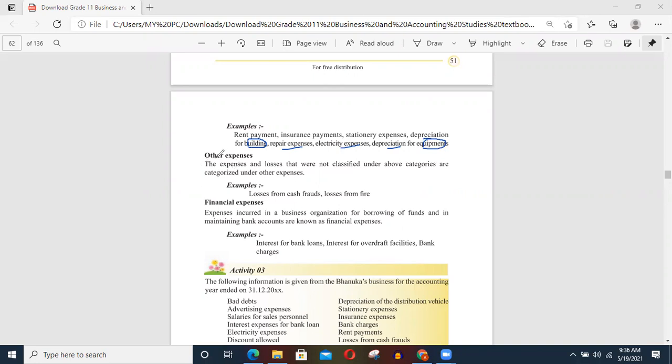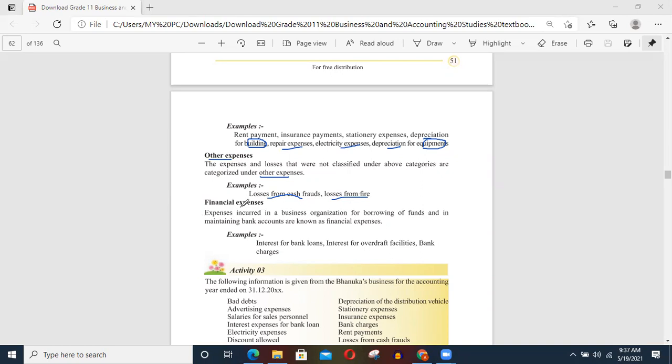And the next one is other expense. This is quite interesting. The expenses and losses that are not classified under the above categories come under other expenses. For example, loss of crash parts, loss of fires doesn't belong to administration expense or distribution expense, right? So as a last resort, these two things come under other expenses here.